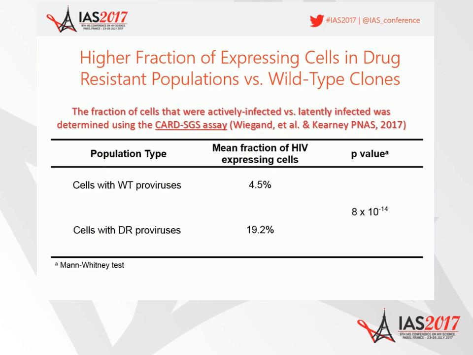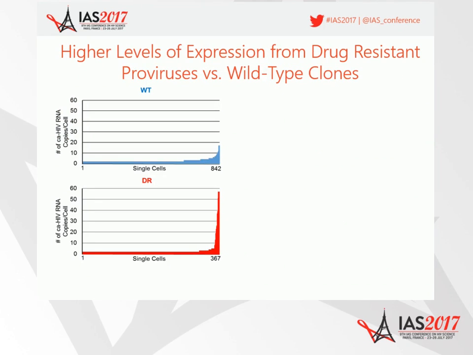And so we found with the wild-type proviruses that about 5% of cells are actively infected or transcribing HIV RNA. So greater than 90% are latently infected. With the drug-resistant proviruses, it was 19%. So in the replicating population, about 19% of the cells with drug-resistant proviruses were expressing HIV RNA, which is likely resulting in the virus that you see in the plasma.